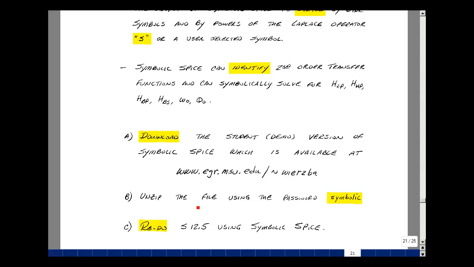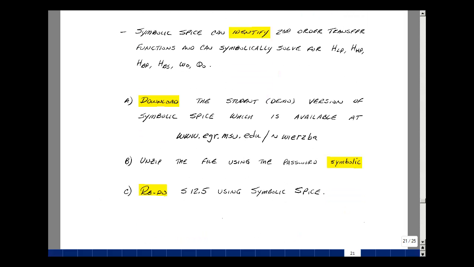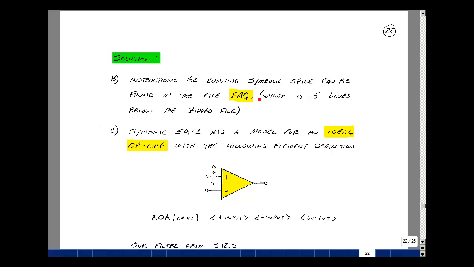Download the file and unzip it. It does have a password protection, and it's lowercase symbolic. Redo Supplemental Problem 12.5, but using Symbolic Splice. Instructions for running Symbolic Splice can be found in the file Frequently Asked Questions, and this is 5 lines below where the zip file was located.